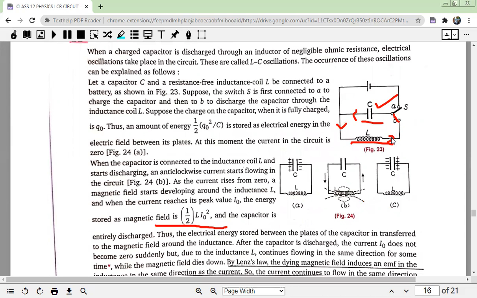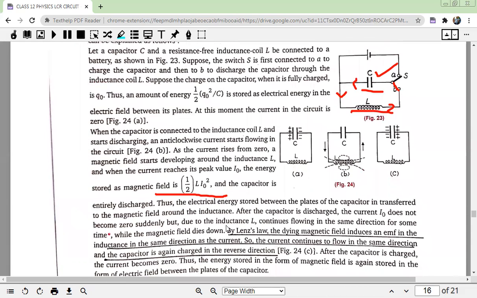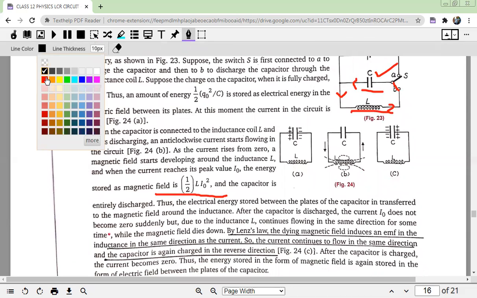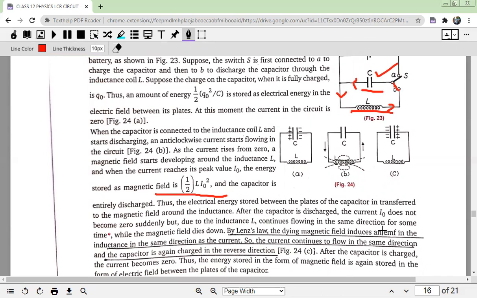Now what will happen to that current? That current will not immediately become zero. Since now there is no support for the current, it will start decreasing, but flowing in the same direction. According to Lenz's law, it will flow in the same direction. During discharging, the current which is produced because of the self-induced EMF will flow in the same direction as the direction of the main current.